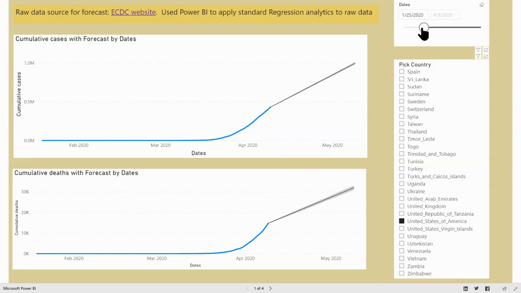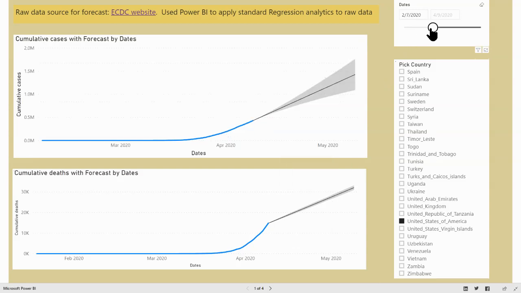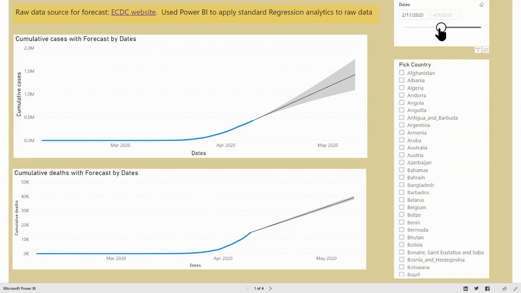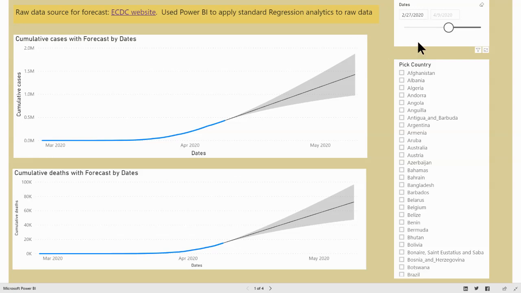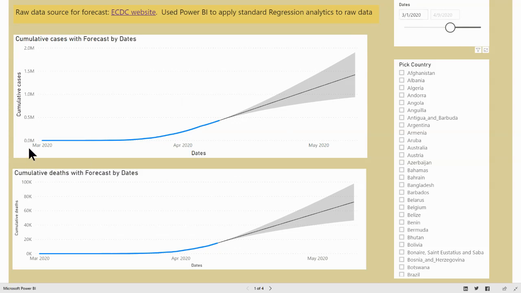Again, like I said, if we drag the bar here for the dates, the time horizon is going to change in terms of looking at the historical data. So here, if I have it at the 3rd or the 1st, this is the 1st of March, we see the time axis changes to look at it.